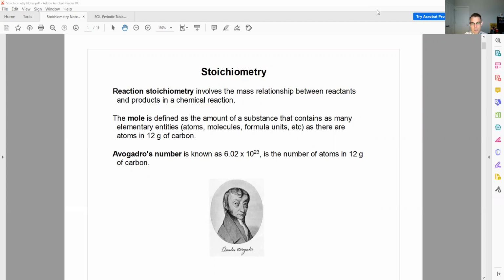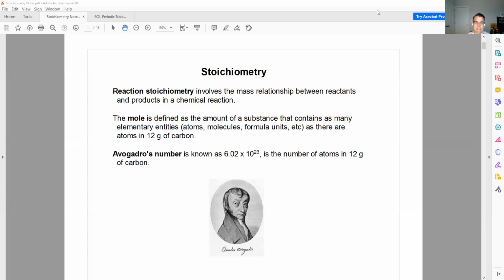So, reaction stoichiometry involves the mass relationship between reactants and products in a chemical reaction. This is the chemistry, the mass behind chemistry. We can do calculations. If I tell you how much reactant to start with, you can do a calculation to tell me how much product you should make. Or if you are given this much product, you can do a calculation backwards to determine how much reactant you started with. You're also able to do a calculation to determine how well your reaction proceeded and what your yield is. And so there's lots of different mathematical things that we're going to do with stoichiometry.